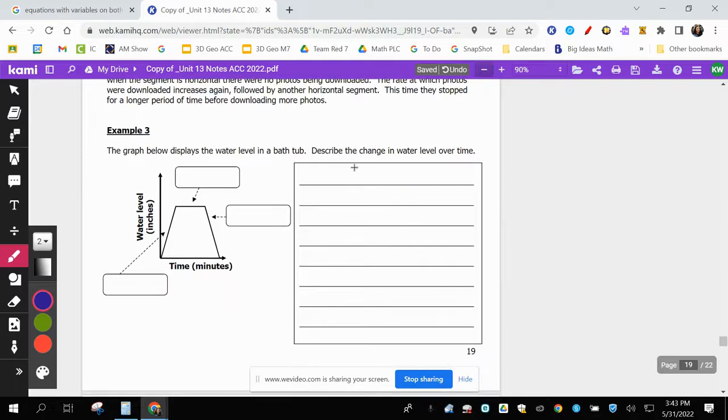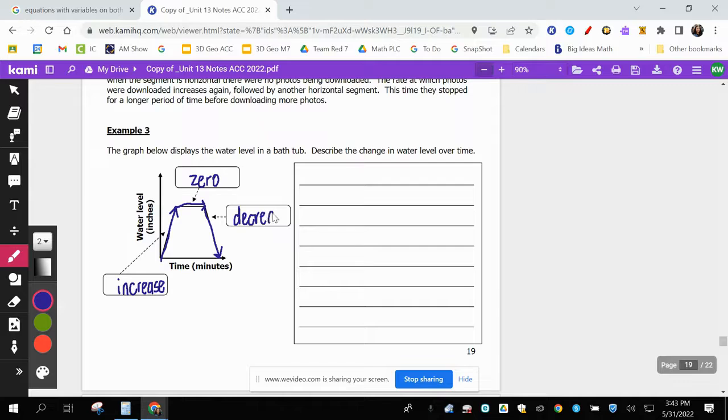So in example 3, we're given a qualitative graph and we are asked to describe what's happening in the qualitative graph. First, just so we know, this is a positive slope right here, which means there's going to be an increase in the relationship. So when we describe it, we can keep that in mind. Here is a horizontal portion where the slope is 0. There's a 0 change in the relationship right there. And then here we're seeing a decrease.